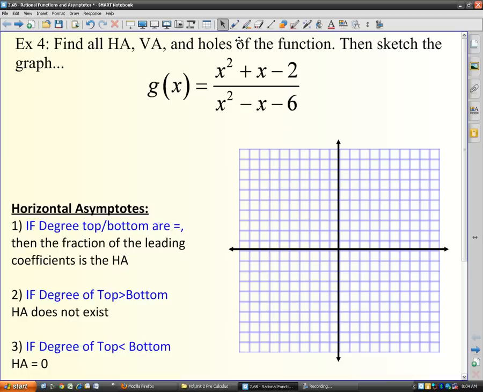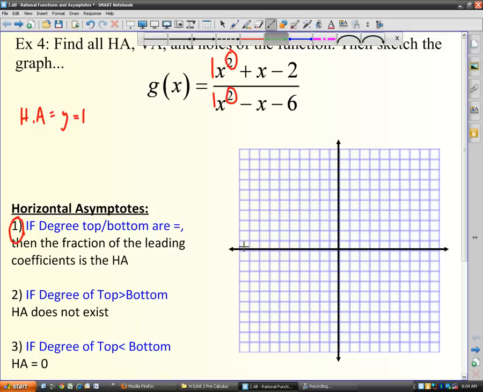While we're looking at this, you'll notice that the degree of the top and the bottom are equal, so we're going to use our first one here. Basically what that's saying is if we take the leading coefficients, they're both 1, so that means we have a horizontal asymptote at y equals 1. So I could actually sketch a line, and I'll use this green dotted line as my asymptote. So horizontal asymptote, that's my first thing that I know for my graph. I've got a horizontal asymptote at 1.